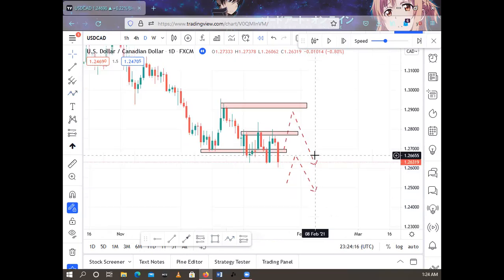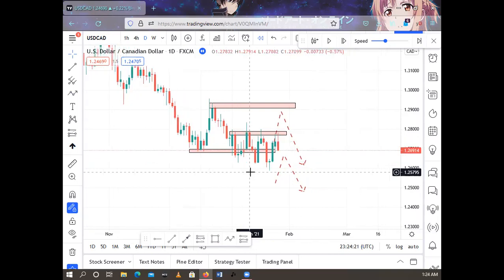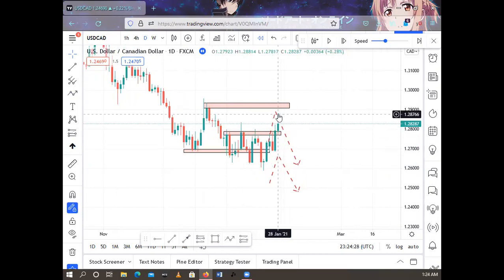Let me replay this again in order for us to see what's happening here. Now we can see price broke that resistance area here and has actually come into our level of interest here.